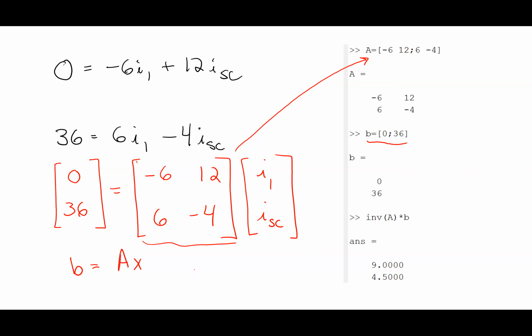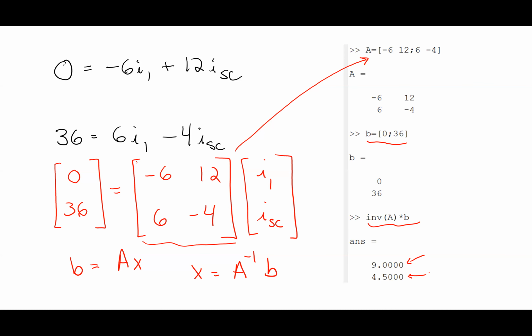Now to solve for X, I basically say that it's A inverse times B. That's what you learned in linear algebra if you took that. The way you do that in MATLAB is you say inverse of A times B, like that. All right, and it'll tell me the 2 answers. So just to be clear then, I got 2 answers here. 9 and 4.5. Which one is which current? Which one is I1 and which one is ISC? I1 is the top one and ISC is the bottom one, right?